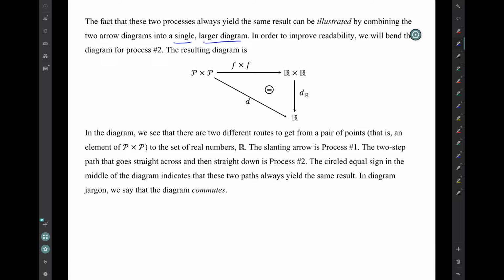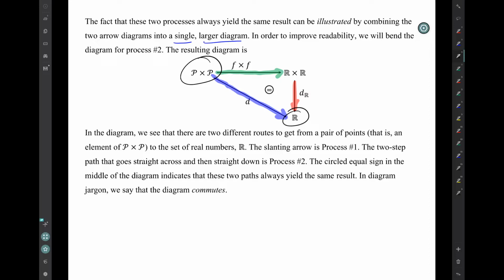In order to improve readability, I'm going to bend the diagram for process number 2. The resulting diagram is this. Here's process number 1 going from here to here. Process number 2, that two-part process, is this: part 1, step 2. In the diagram, we see that there are two different routes to get from a pair of points, that is an element of P cross P, down here to the set of real numbers. The slanting arrow, that blue arrow, is process number 1, and the two-step path that goes across on the green arrow and down on the red arrow, that's process number 2.